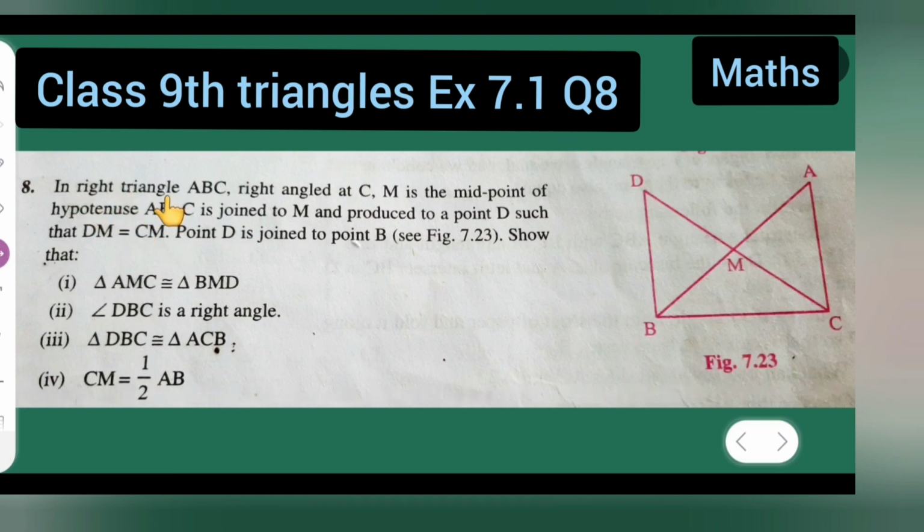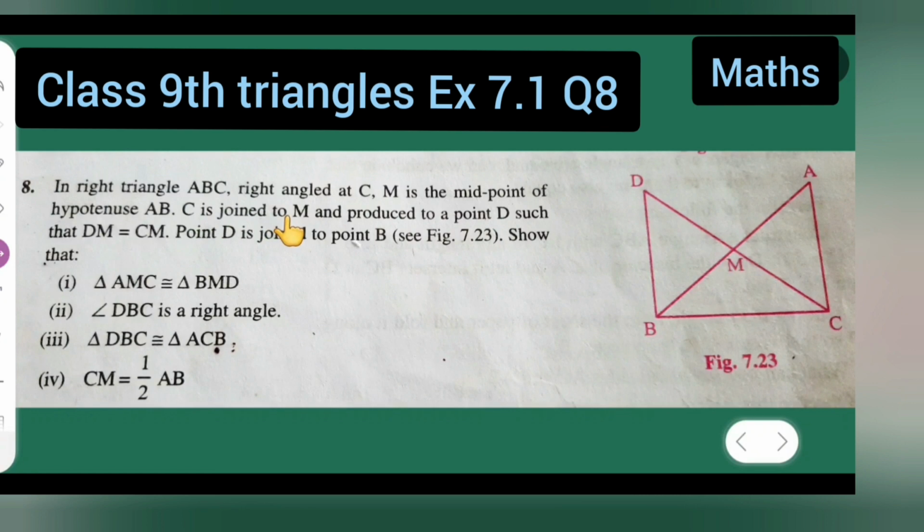In right triangle ABC, now this is a right triangle ABC, right angle at C. Over here, C is a right angle. M is the midpoint of hypotenuse AB.